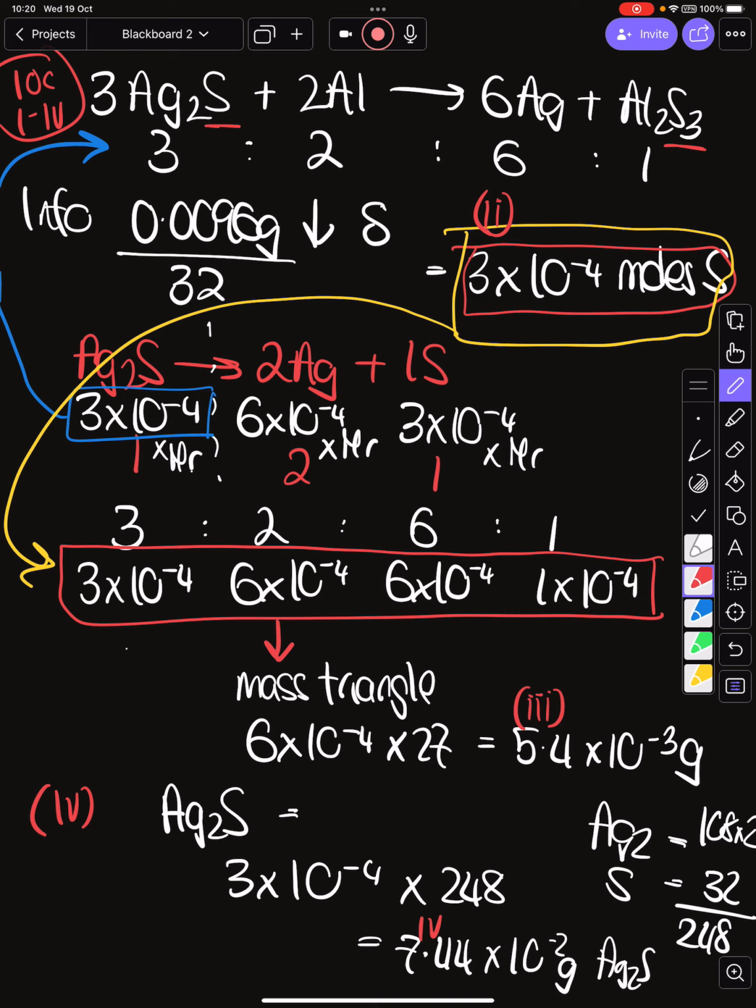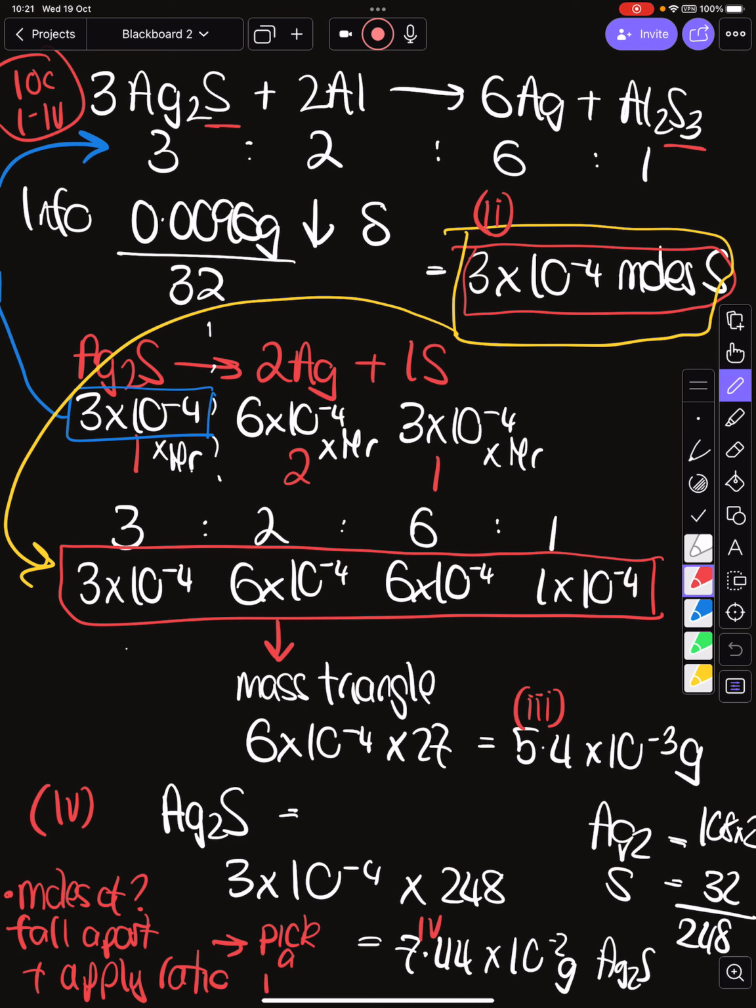So the moral of this story is you found moles of something. It's not there by itself in an equation. Can you make the equation fall apart and apply a ratio? If you can't, then what you need to do is just pick a number and use that number for your maths. Okay, so this is now tactics and gameplay, and you have this.